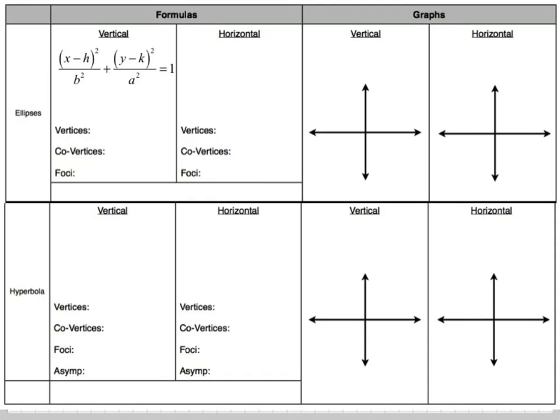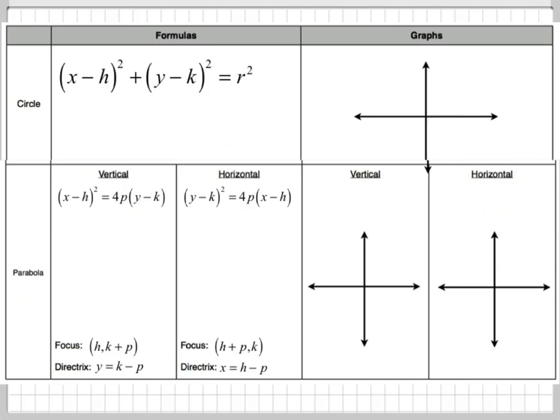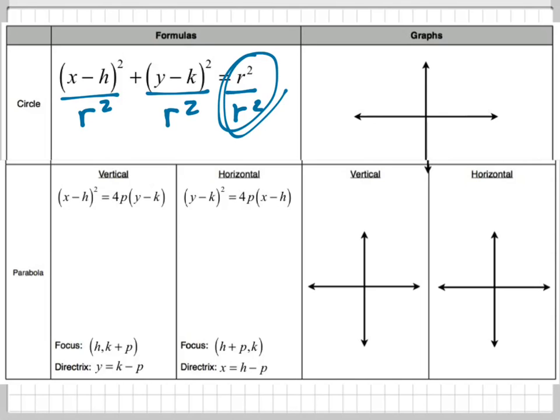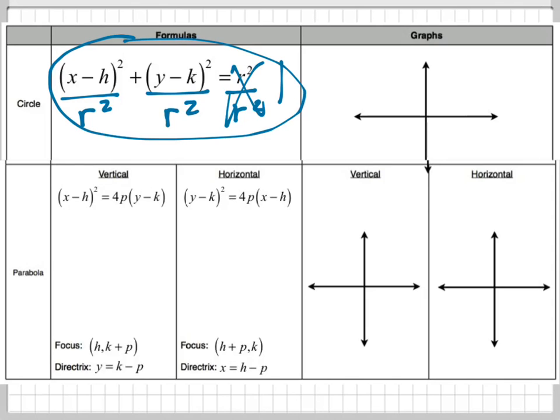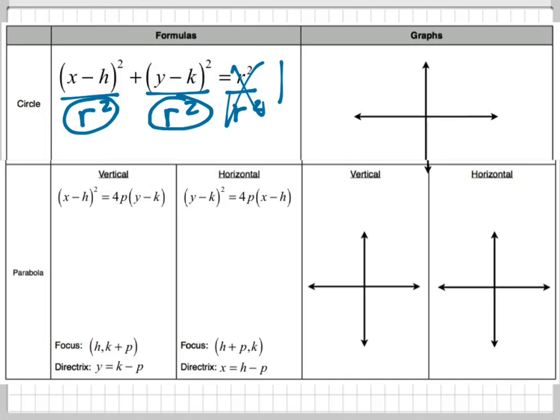Alright, here's your ellipse. It looks kind of similar to the circle. The difference is this one equals 1. And if we go back to the circle right here, and if I divide this by r squared, divide by r squared, divide by r squared. Guys, what is r squared divided by r squared? 1. That's a 1. So doesn't this kind of look like the ellipse now? It kind of does. The only difference is this is the same as this. Whenever the denominators are the same for a function like this, you know that it's a circle.